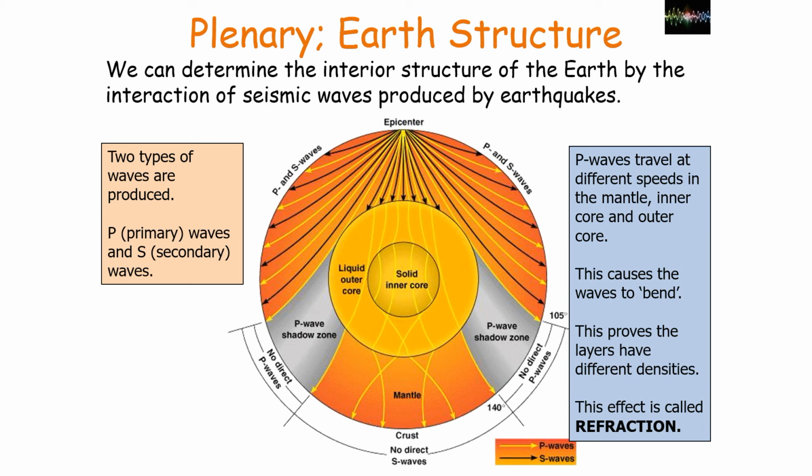So the P waves will refract as they travel through the mantle to the inner core, and the mantle to the outer core, and the outer core to the inner core, and then the other way around, because they're moving from materials of different densities.